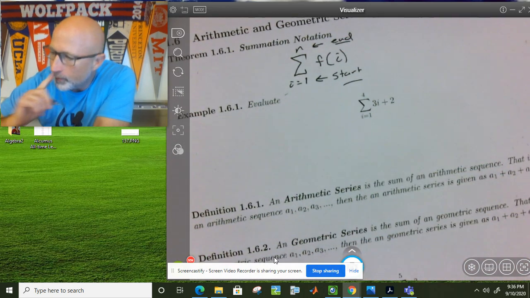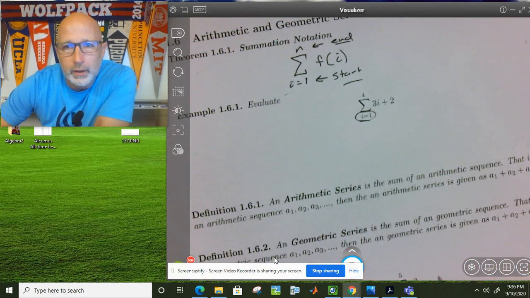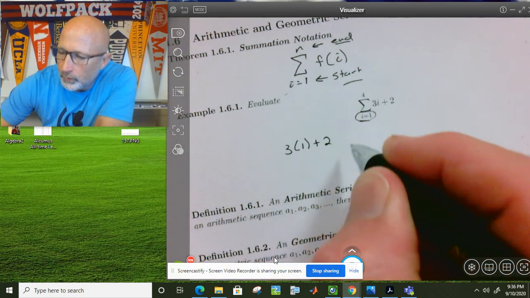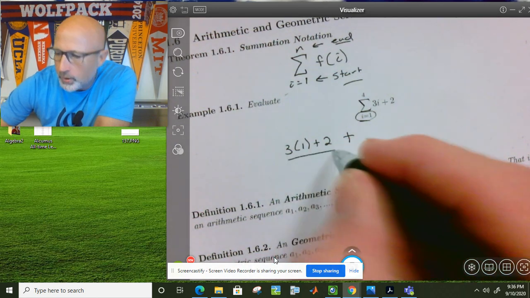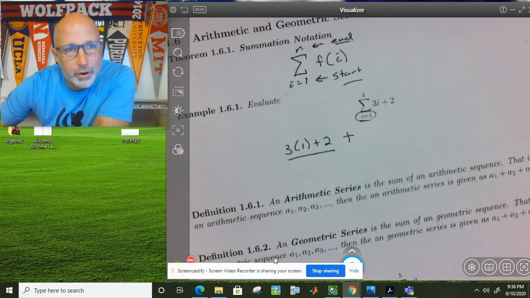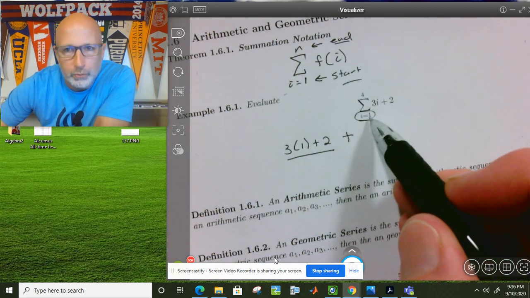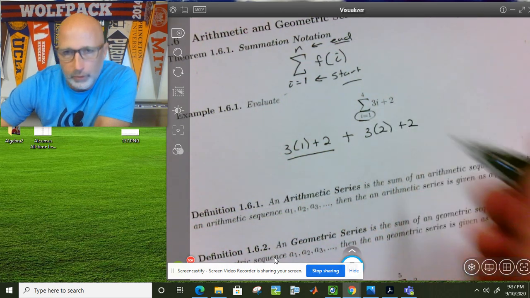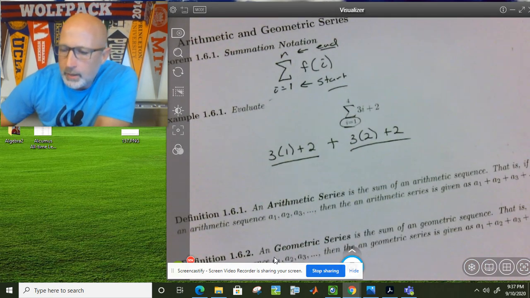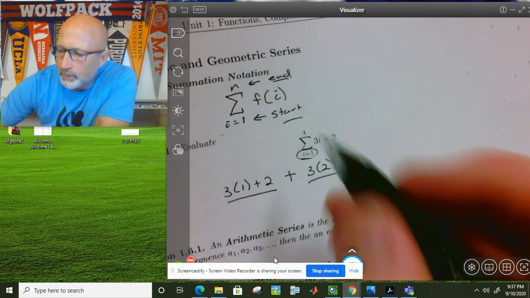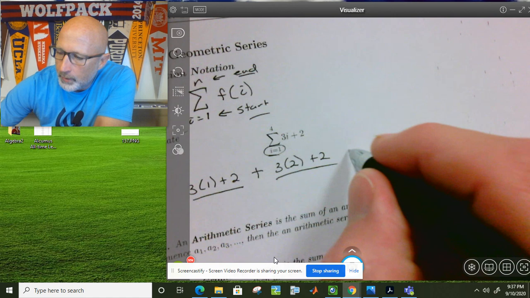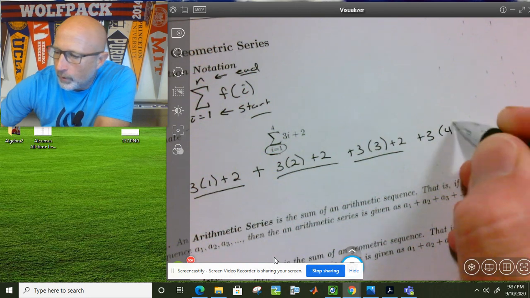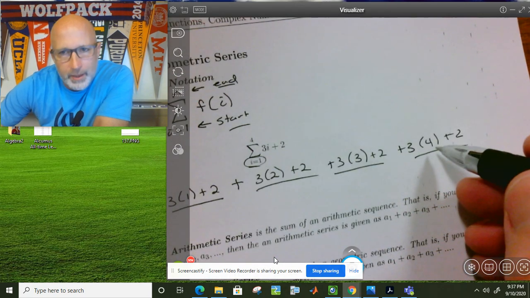Let's go ahead and start. The first thing I'm going to do is plug in whatever this bottom value is, which in this case is 1. So I get 3 times 1 plus 2. That was when you plugged in the 1. Then you go to the next number, which is 1 more than 1, so 2. You plug it in there, and you have 3 times 2 plus 2. That's the second one. Then you keep going until you get up to the very top one, which is 4. So it's 3 times 3 plus 2, plus 3 times 4 plus 2. Then I'm at the end, so I stop.